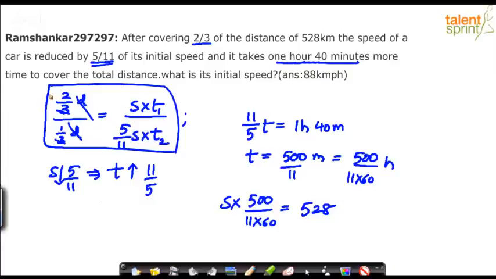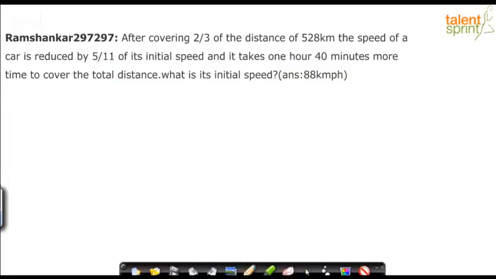Okay, I think this is a simple one. I am thinking too much about it. See, you know that distance is equal to speed into time, right? Distance is equal to speed into time.